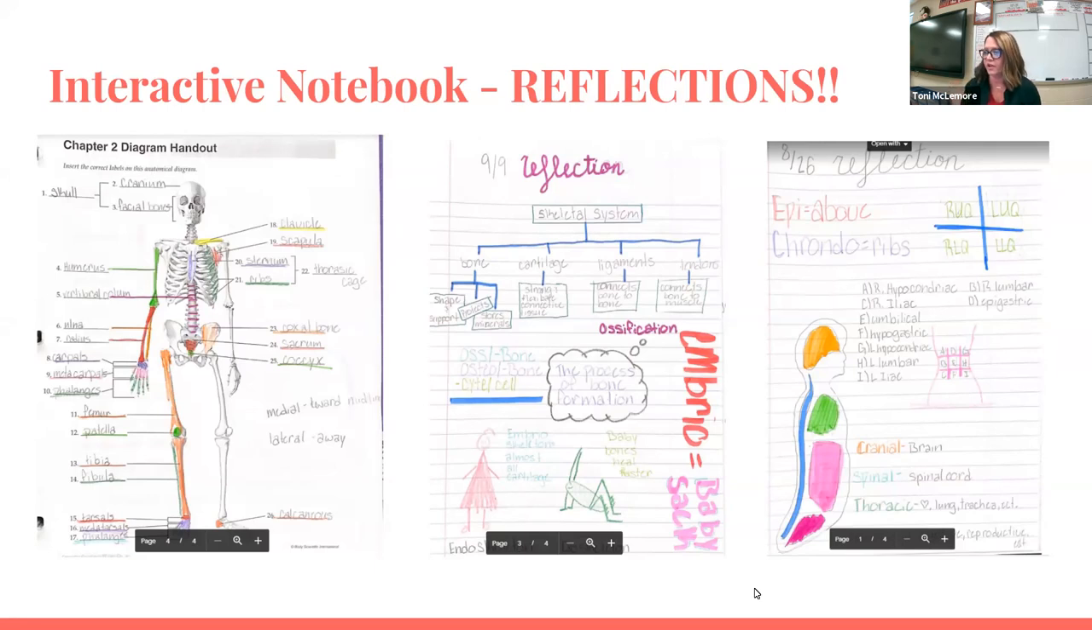I love the coloring. So that's our reflection. The kids hate the reflections the first few days because they don't know what to put on there. So I show them some examples of what past classes put on their reflections, and then they catch on really quick and start making it their own. It's really cool to see how their reflections progress from day one to the end of the year. So this is what I use for my exit ticket.